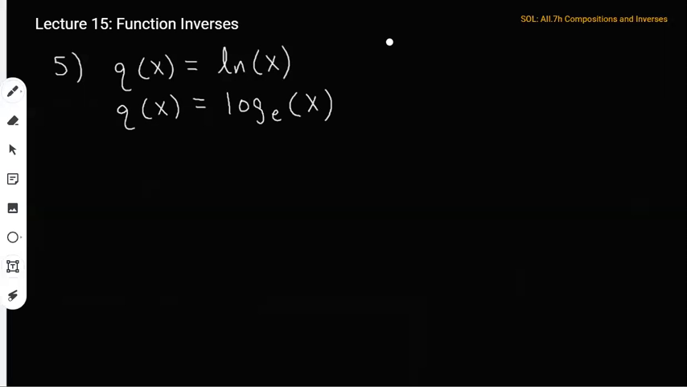And what we need to do with this function is follow those 4 steps that we talked about. The first thing that I'm going to do is replace q of x with a y. But everything else is going to stay the same. I still have logarithm base e of x. The next thing that I need to do is switch x and y around. So the y is going to be an x now, and the x is going to be a y now.